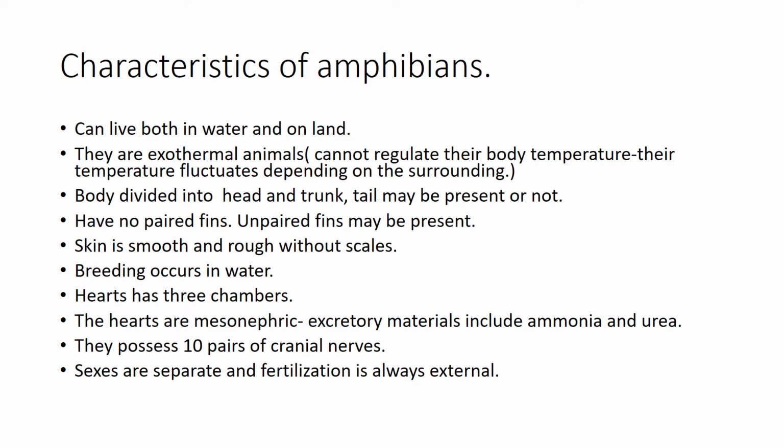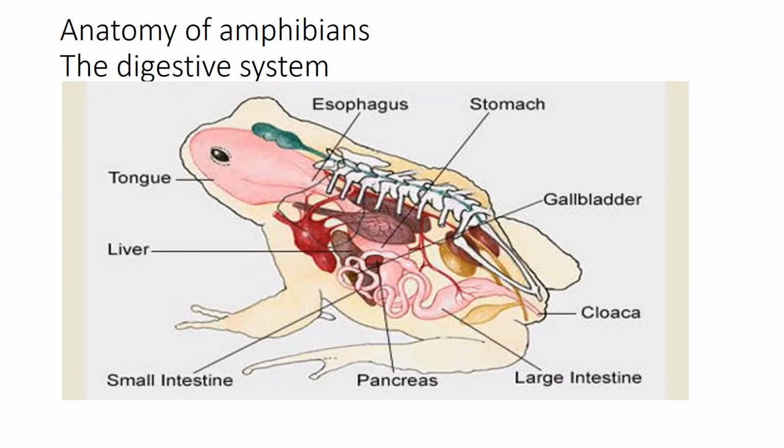They possess 10 pairs of cranial nerves. The sexes are separate, and fertilization always occurs externally. Sexes being separate means that one is a female and the other is a male. From there, we are going to look at the anatomy of amphibians, and we are going to take a frog as an example.